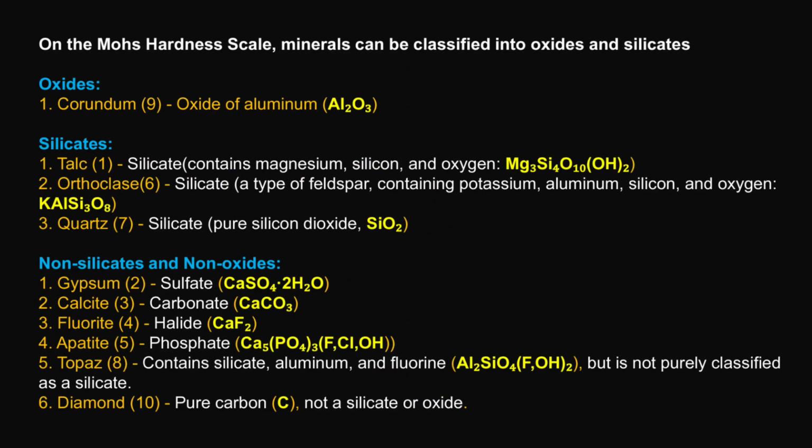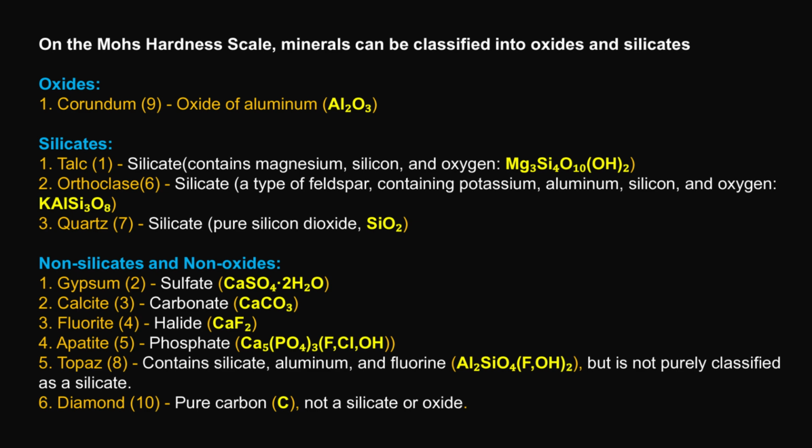On the Mohs Hardness Scale, minerals can be classified into oxides and silicates. Let's start with oxides. A key example is corundum, which has a hardness of 9 on the Mohs scale. Corundum is an oxide of aluminum. This mineral includes precious varieties like sapphires and rubies.